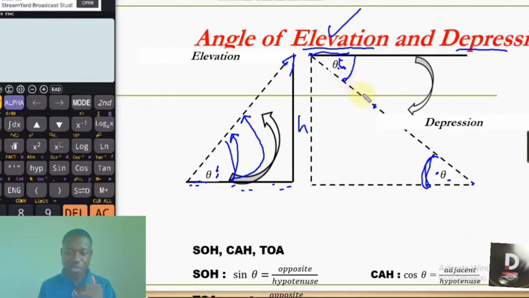Remember the current position of the bar is always the hypotenuse. Draw it down. With angle of elevation, when the bar is lifted up, it becomes hypotenuse. Then draw the right angle triangle upwards. So it's very easy to know where to draw it. Take note. Then you continue.